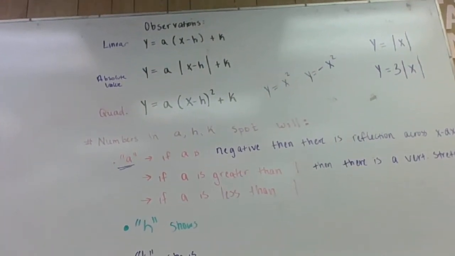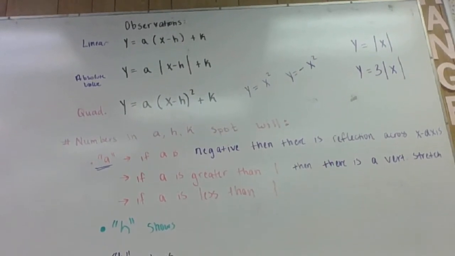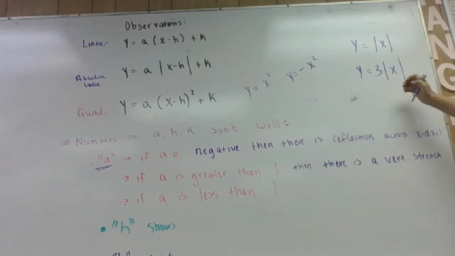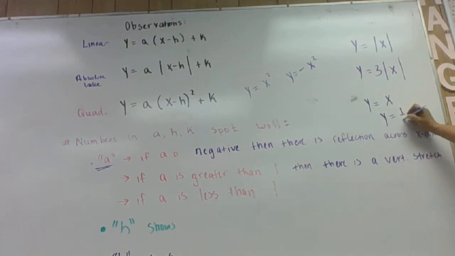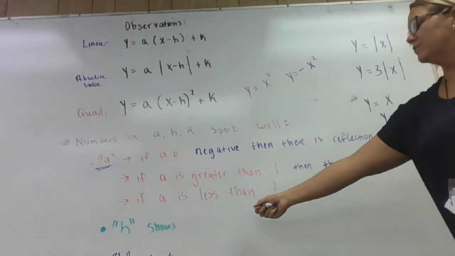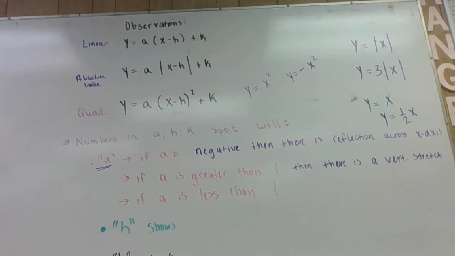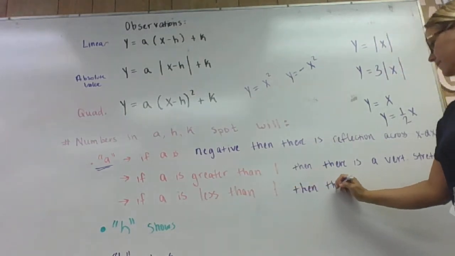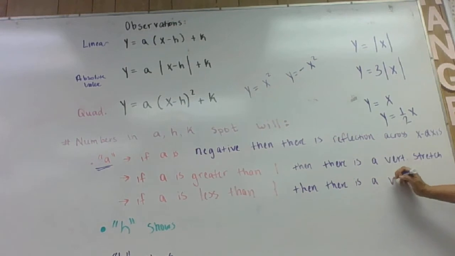I had some good questions Friday. Like, how do I know if it's a stretch or a shrink? And that's going to start making sense now. If there's a number in front of the x, let's say this is a linear function. If I put 1/2 in front, this would be the a value. The slope would be up 1 over 2, and it would be a shrink. It would be a less steep graph. It would be shrunken vertically. So if a is less than 1, then there is a vertical shrink.